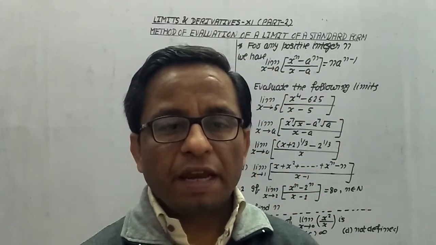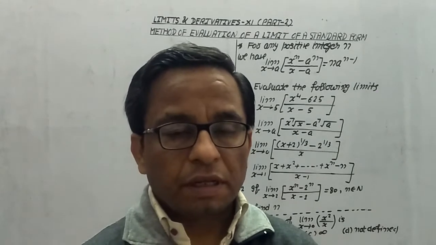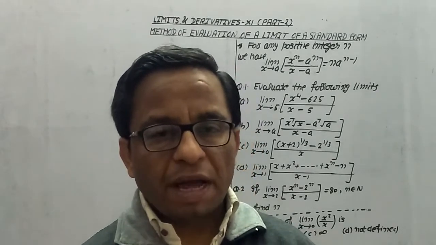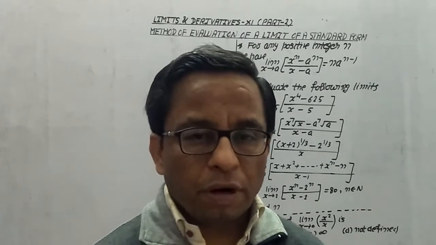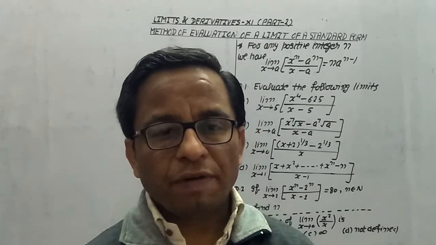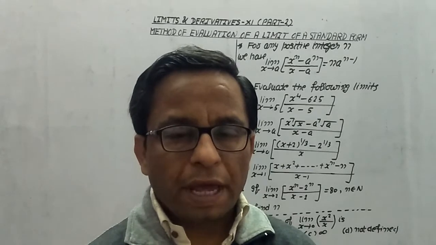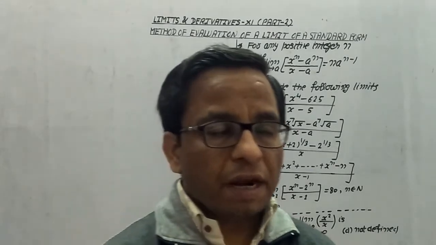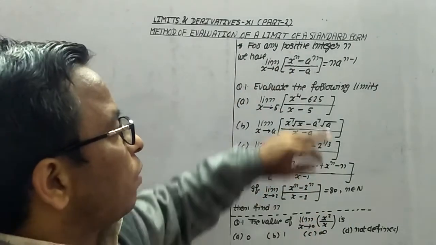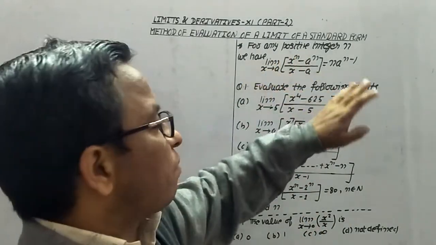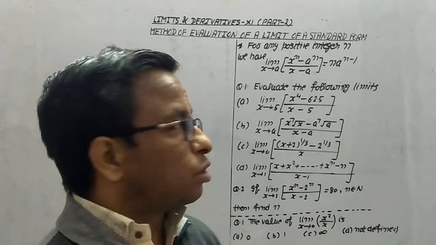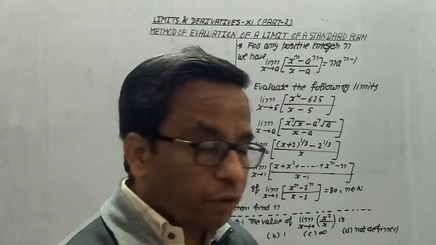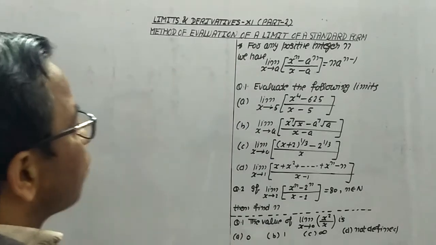If n is any positive integer, then the limit as x tends to a of (x^n - a^n)/(x - a) is always equal to n times a^(n-1). Whenever we get this type of standard form, we have to use this result. So let's start with the explanation of a few questions related to this standard form.